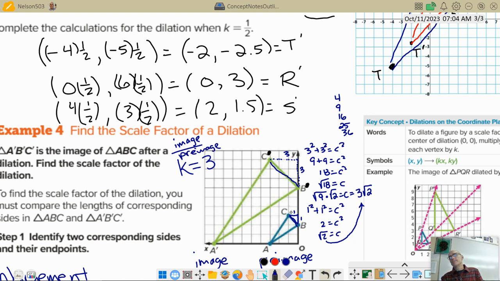And do you really need the side lengths of the triangle to do that? Not really. Sometimes it's easy to get the side lengths. If it's a horizontal length, then you can just say, hey, the side length is 2. And you don't need the Pythagorean theorem to do that. But I just wanted to show you that that's what the book is recommending. Find the lengths and compare the lengths that way. But like I said, the rise and run will tell you the same kind of information.